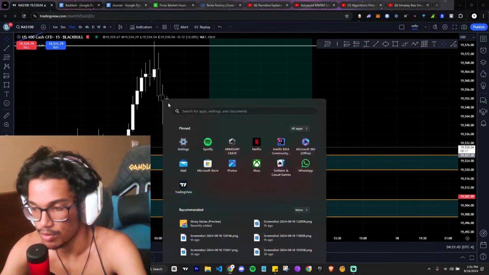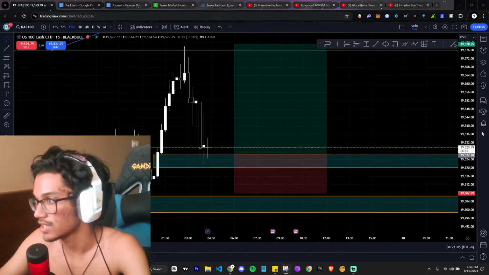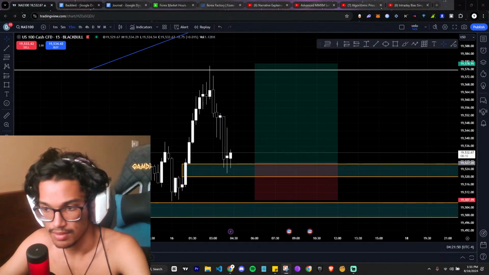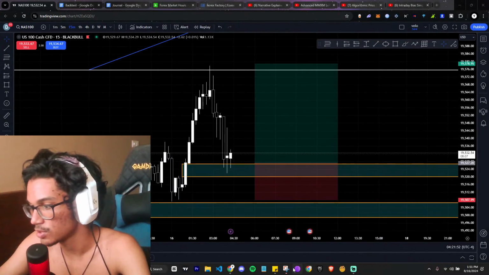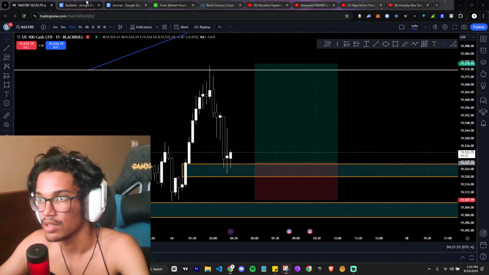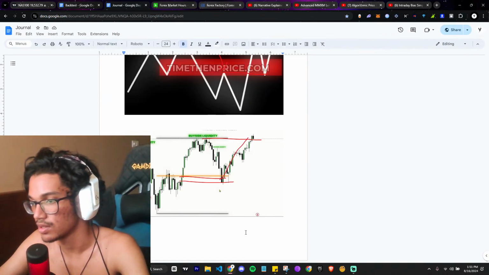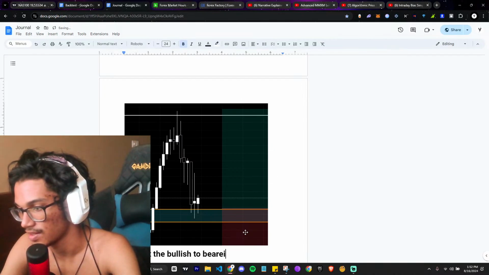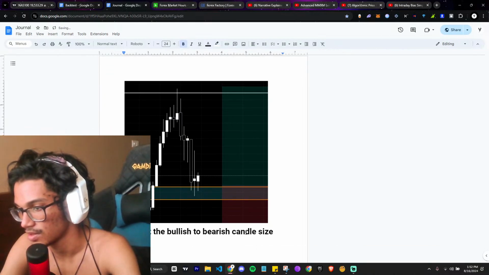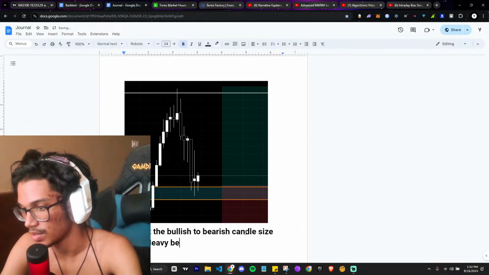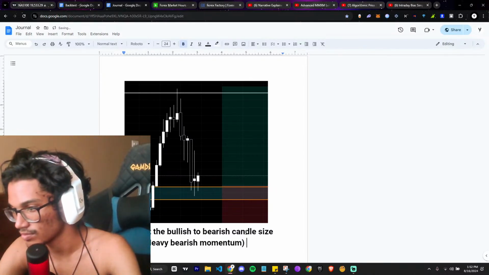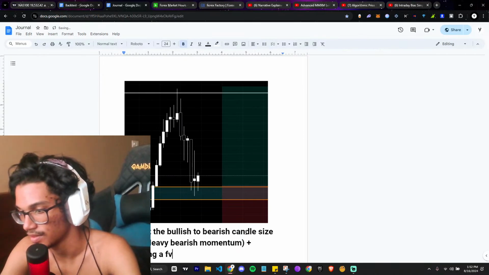This is something that I didn't note down. Bullish to bearish candle size ratio. So let's say right here. If you look at this, for example, bullish to bearish candle size ratio. Heavy bearish momentum. Retesting a fair value gap.